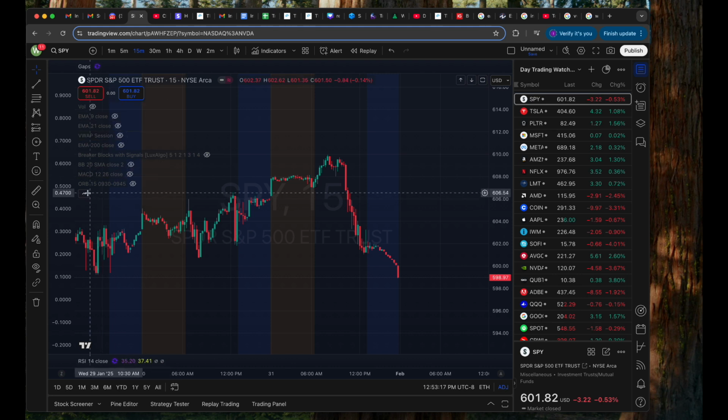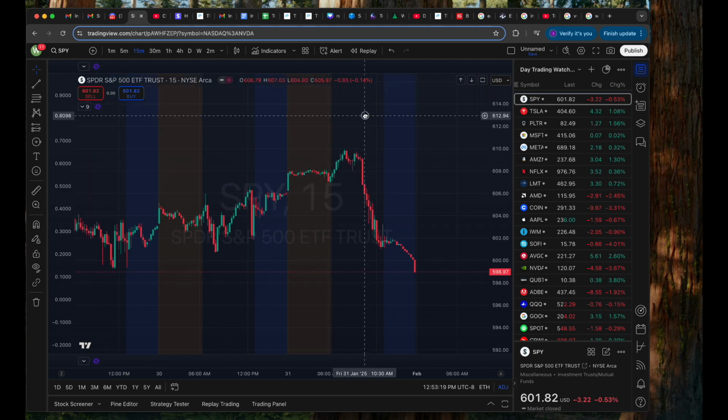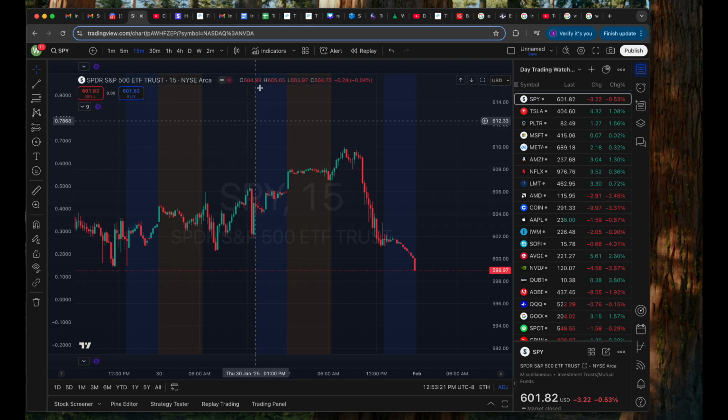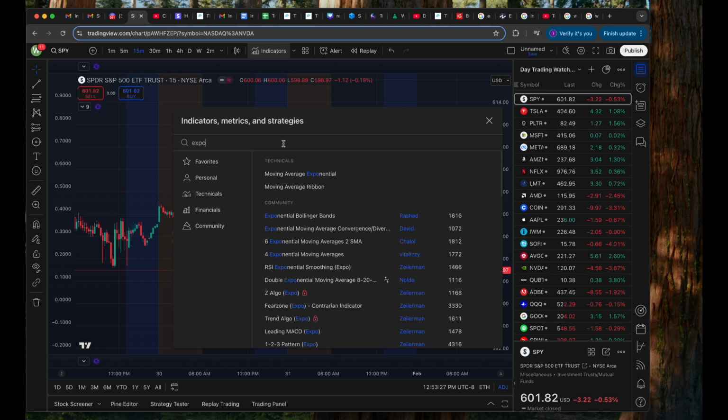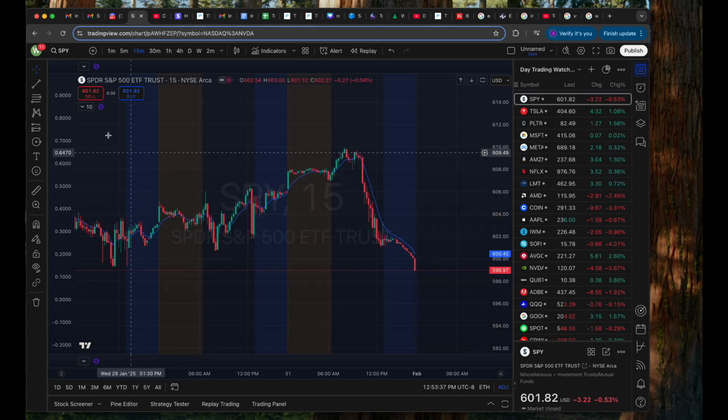Before anything, this is a blank chart and this is on the SPY. So what you would do is go to indicators and go to exponential moving average, exponential. You would click that. However, you would click it 3 times for your 9, your 21, and your 200.